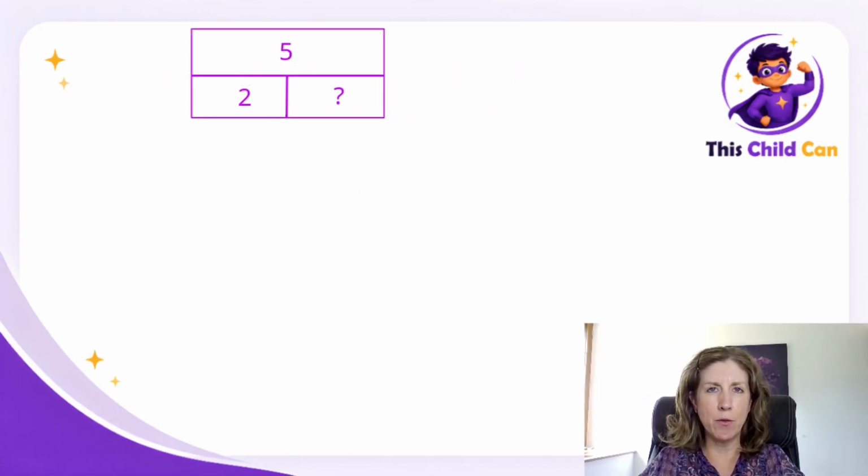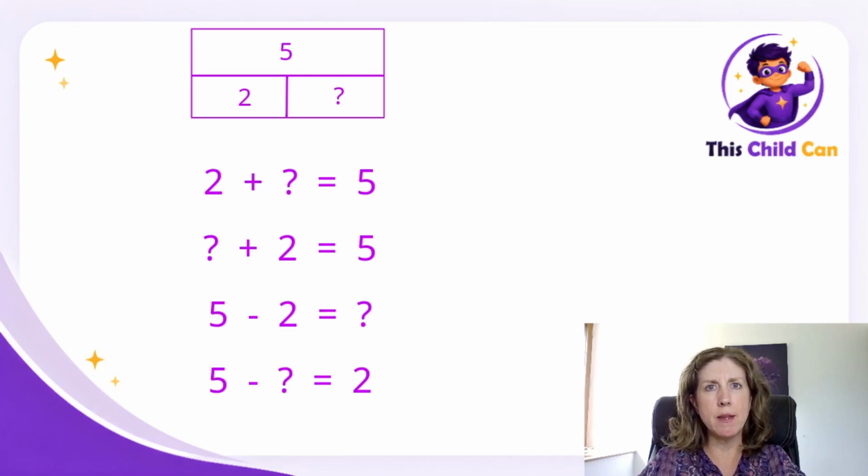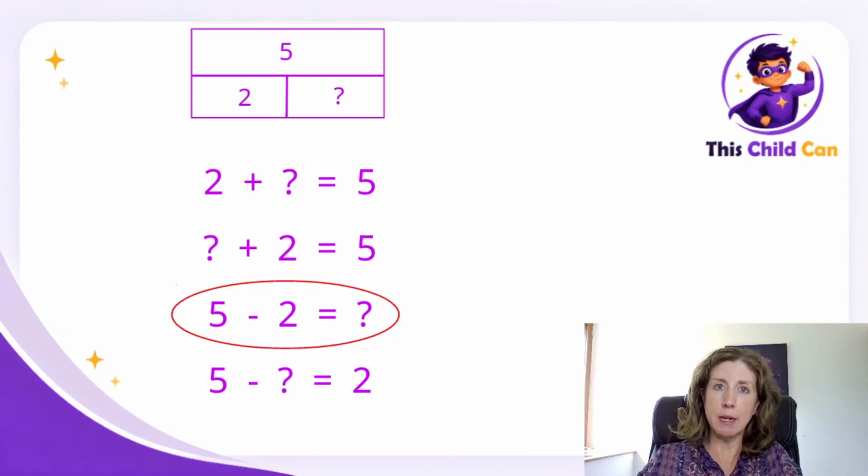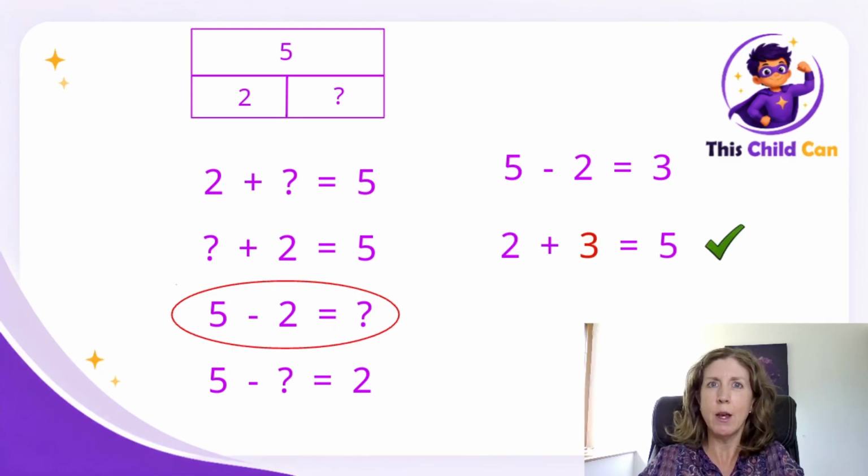So now let's write down the 4 number facts from this bar model. And we can see from this that the most helpful number fact here is 5 take away 2 equals question mark, because the question mark is on its own on one side of the equal sign. So now we can work out the missing number. If we do the calculation, 5 take away 2, we get 3. So our missing number is 3. And if we put the 3 back into the original calculation to check it, we can see that it works.